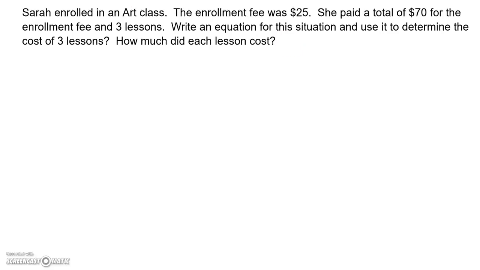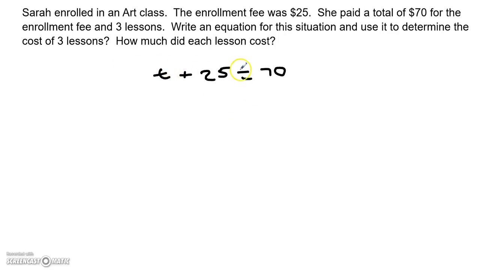This comes with practice, but we've got a $25 fee. And we know that we paid a total of 70 after we paid the cost of the 3 classes. So let's write T plus 25. That's an expression representing the total cost of the 3 classes plus the $25 enrollment fee, and we know that totals to 70.